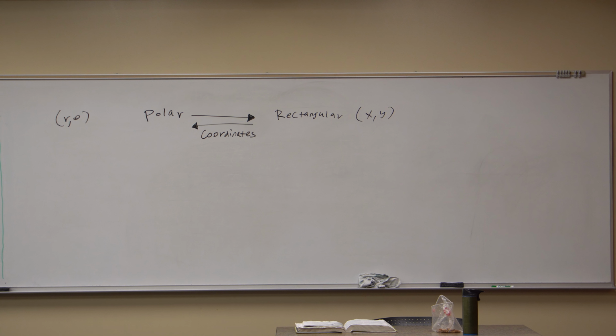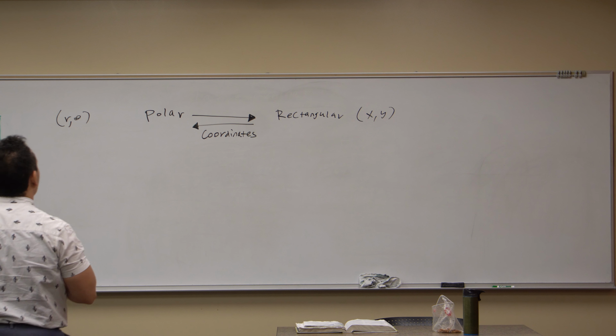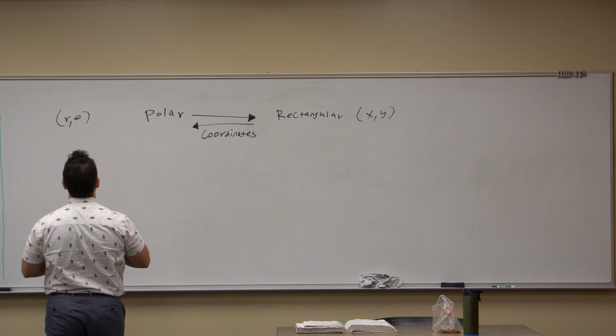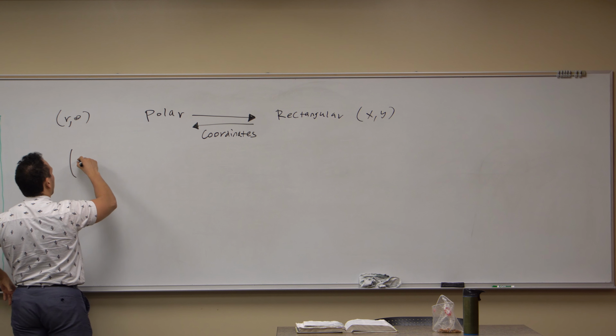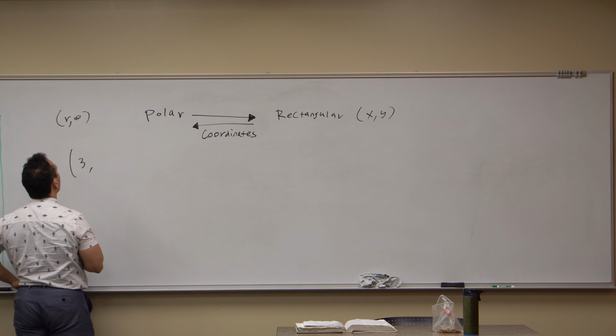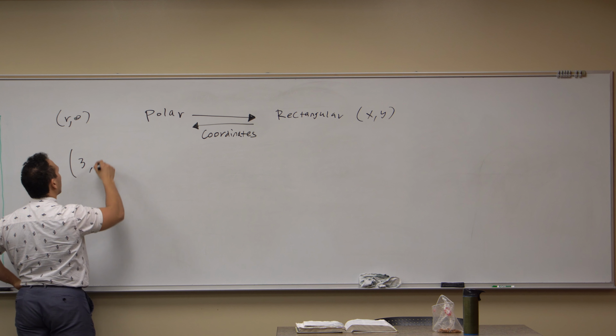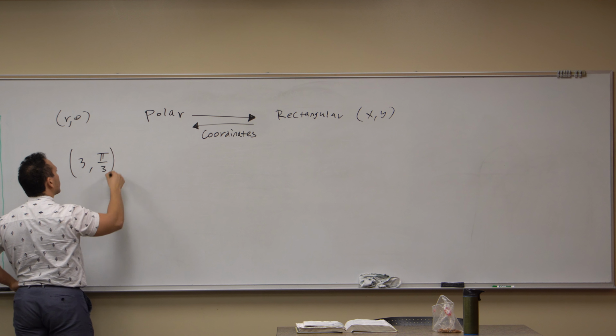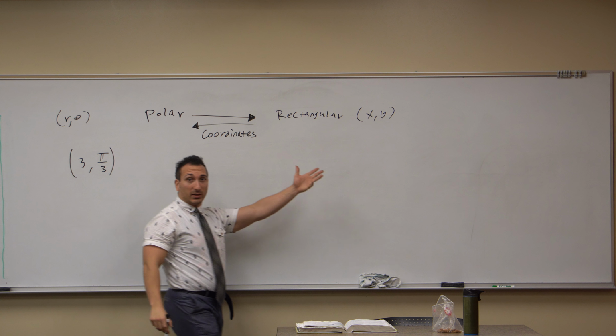Hello! Here is a video where we give you a polar coordinate and we're going to ask you to find the rectangular. Let's say you're given r is equal to 3 and theta is equal to, let's say, pi over 3. Okay? What is that in rectangular?